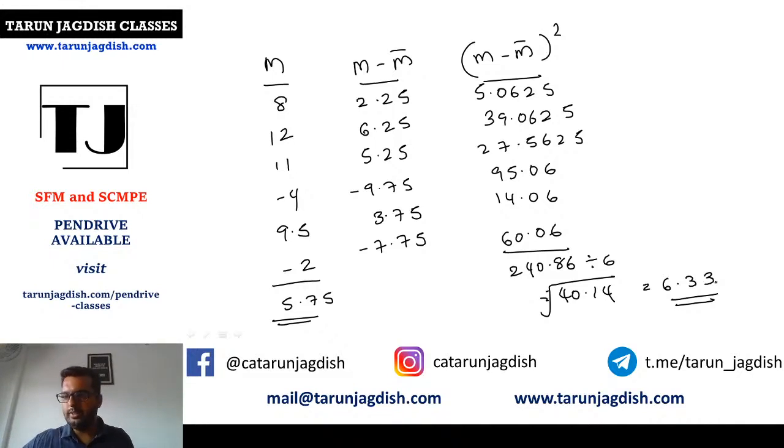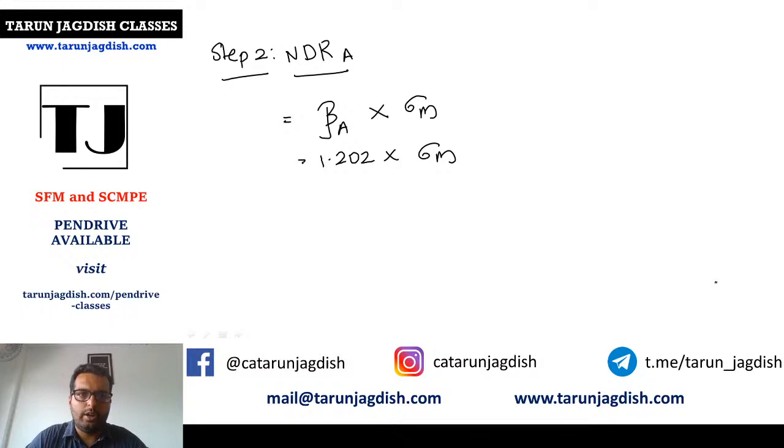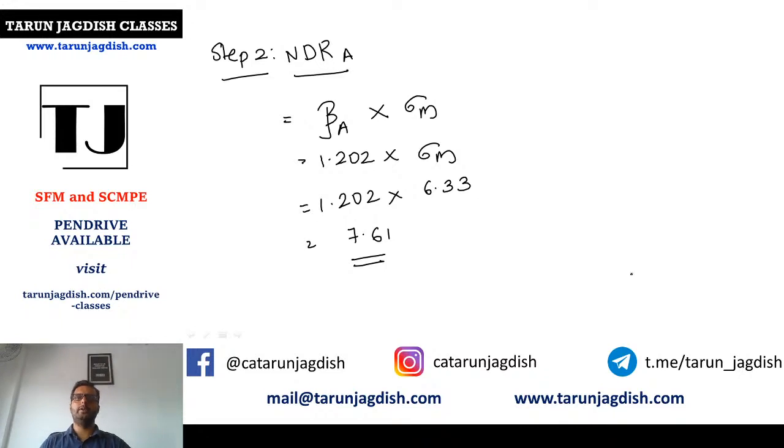Alright friends, are you done with this part also? Okay, so we got standard deviation of the market. So I come back over here now. 1.202 into 6.33. I'll get the answer as 7.61 as the non-diversifiable risk. Can you write down till here in your books now?